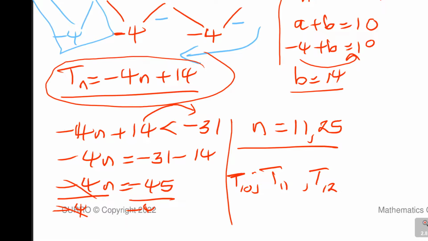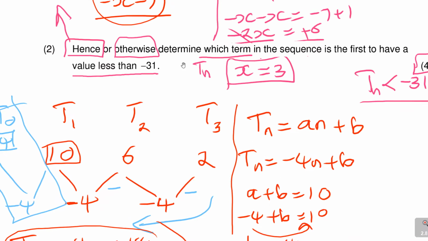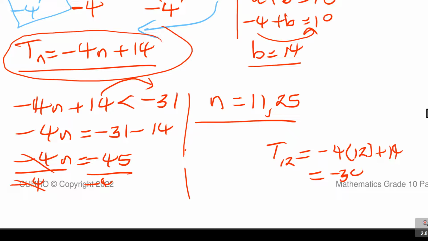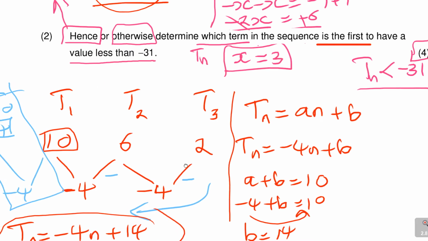So which term? The question was, hence or otherwise determine which term in the sequence is the first to have a value less than negative 31. So we are going to say here T12. You see, you have tested it. T12 is equal to minus 4 times 12 plus 14, which is equal to minus 34. You can even do T11. So the answer there, you're going to say is the 12th term. Alright, so that is the answer they needed there.